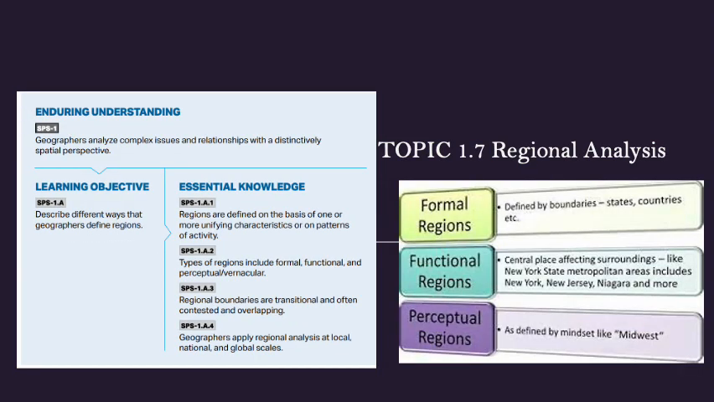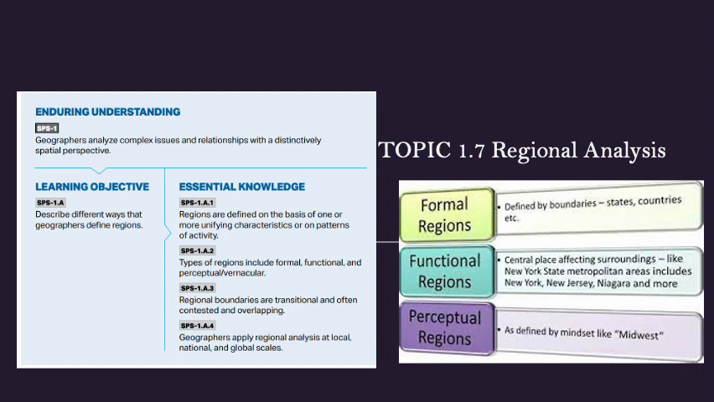And finally, 1.7 is regional analysis. And here we talk about formal, functional, and perceptual regions. And the learning objective is to describe different ways that geographers define regions.